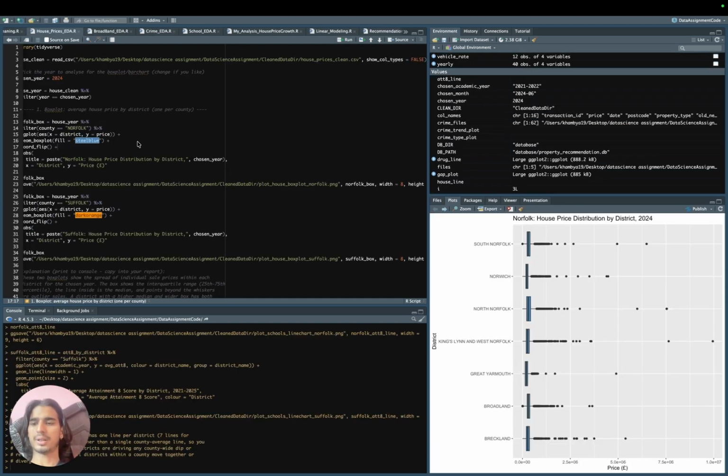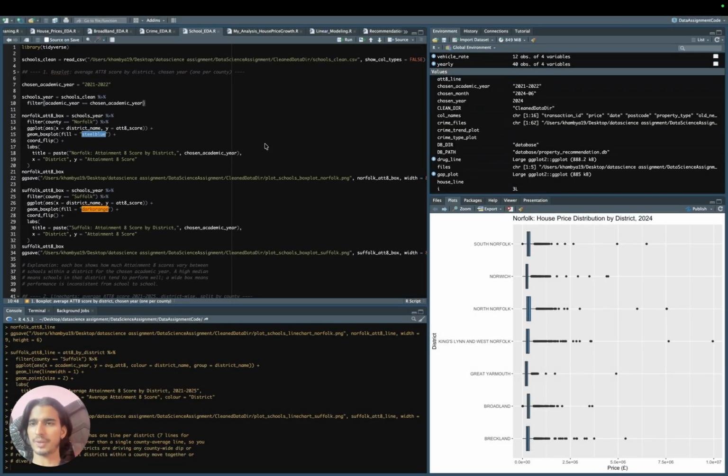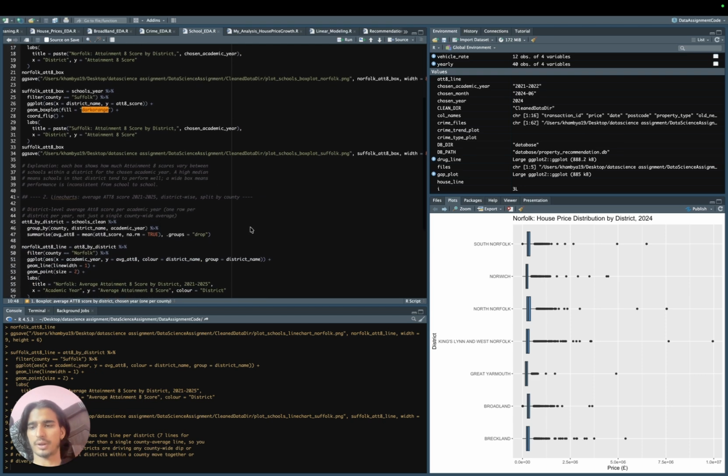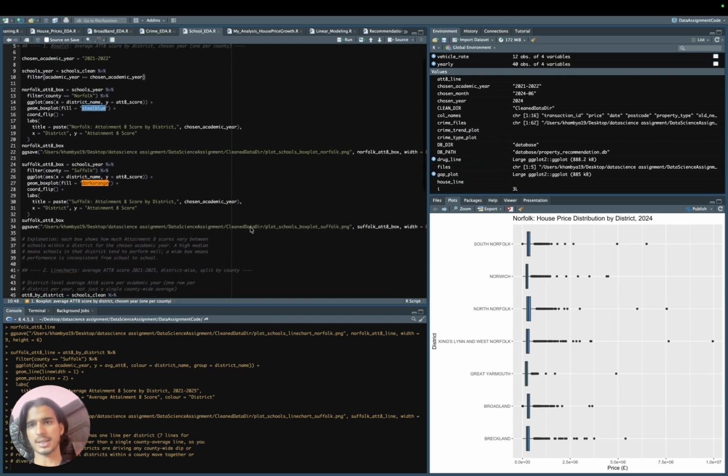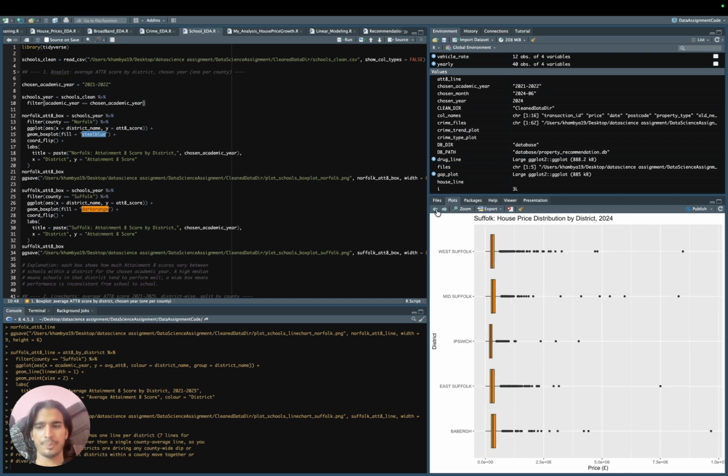And now for the exploratory data analysis. With the clean data ready, I moved on to exploratory analysis, and basically visualized the data to look for patterns before doing any statistics. I used box plots to compare house price, you can see here, and broadband speed.